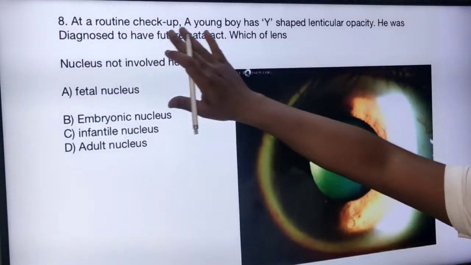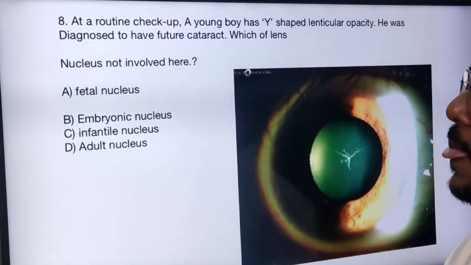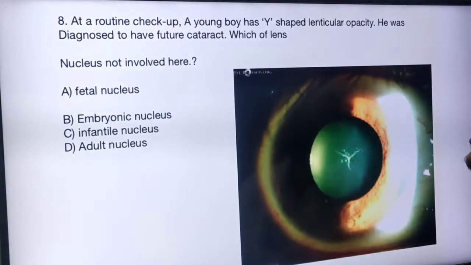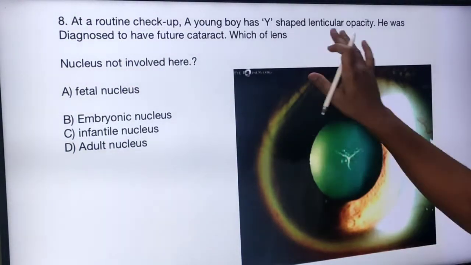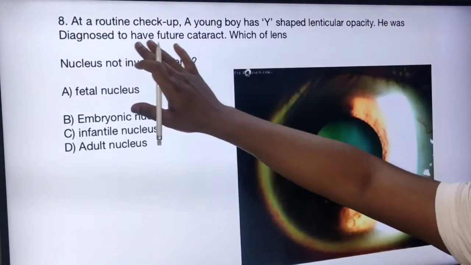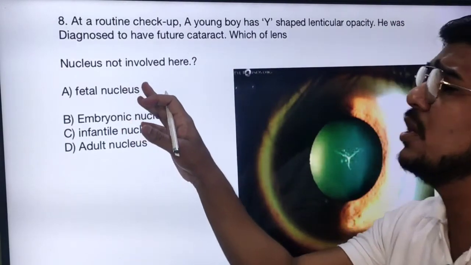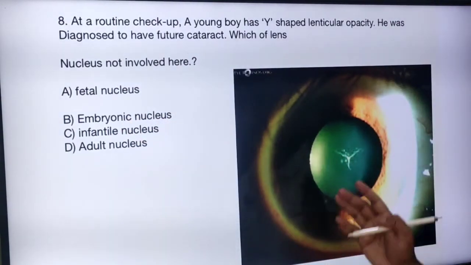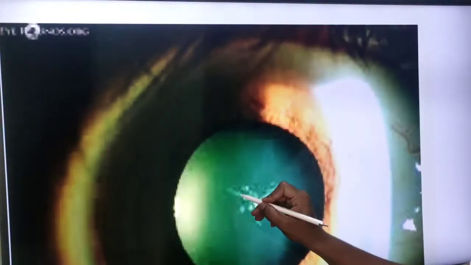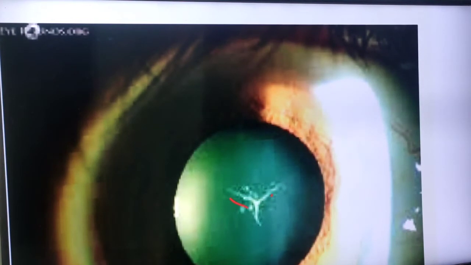Coming to this, at the routine checkup, a young boy has a Y-shaped lenticular opacity. He was diagnosed to have a future cataract, in which the nucleus is not involved. Basically, you can see this Y-shaped cataract.